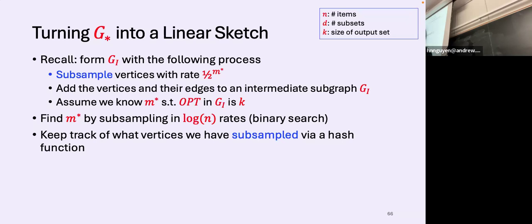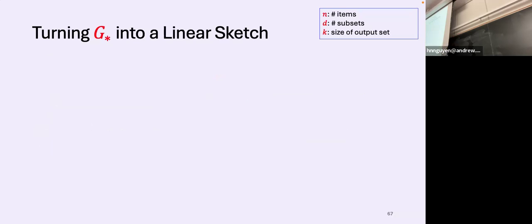The second thing is that I can't explicitly store GI, right? I go from G to GI, and then to G star, but I can't store GI all at once. This is going to be way too much space. So really I'm going to keep track of which vertices we've subsampled with the hash function. This is going to really reduce my space.